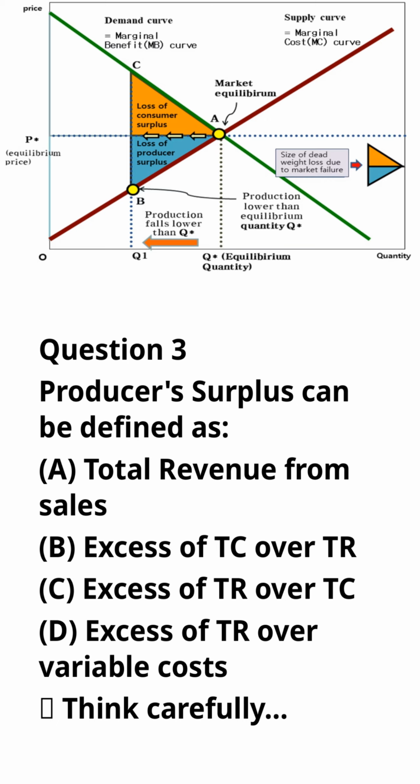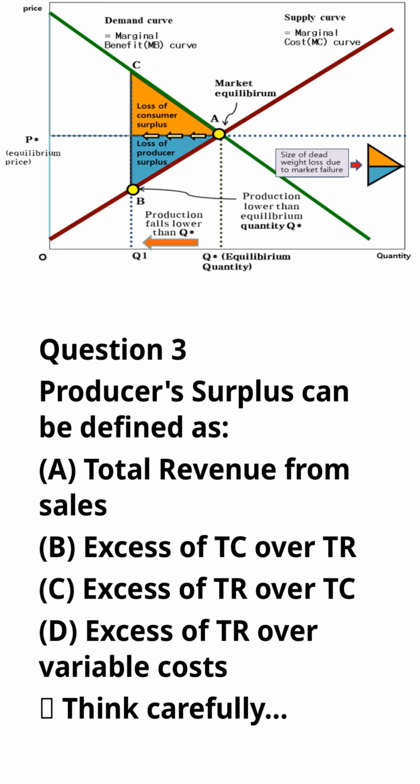On this slide, we've got a few key concepts to consider. First, we see the idea of excess of total revenue over variable costs, which is important because it shows how much revenue is left after covering the variable expenses. Then, there's the excess of total revenue over total costs, which indicates profit, the amount the producer actually gains after all costs are paid. Next, we have the excess of total costs over total revenue, which would mean a loss, an important point to recognize. And finally, total revenue from sales, which is the starting point for understanding producer's surplus.